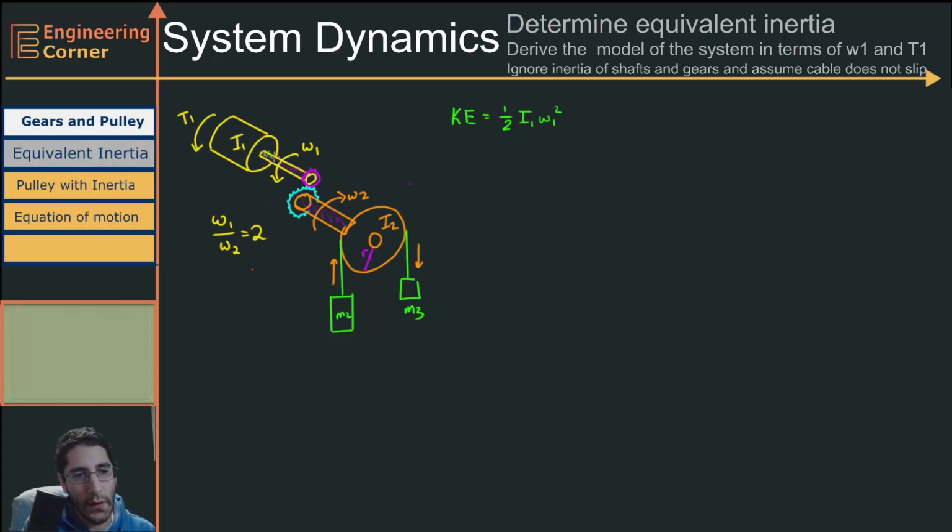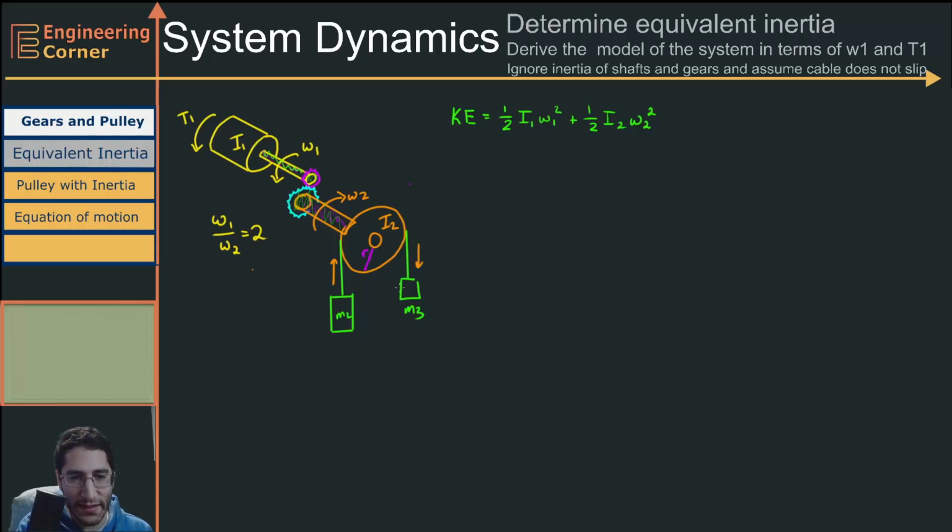Now we're told to ignore this shaft right here, we're told to ignore this gear, we're told to ignore this gear, and we're told to ignore this shaft, and what we're left with is the output pulley. So that again is also only rotating, so we're going to have plus 1/2, this is I2, and this is rotating at omega 2, so omega 2 squared.